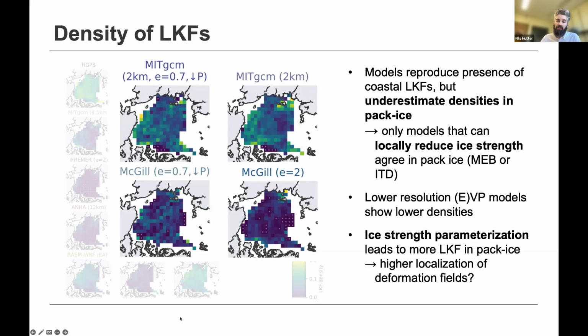And that is something that we can investigate more closely by looking into the spatial scaling of the fields that was done in the first part of SIREx.